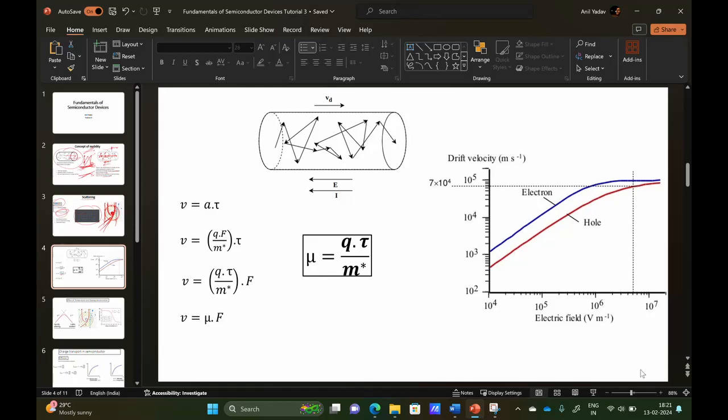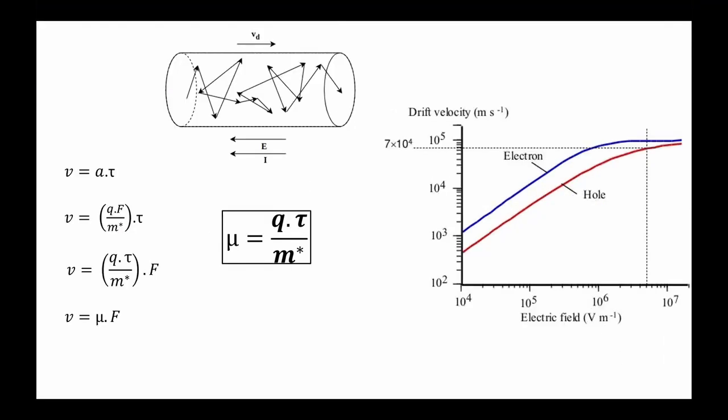So from here we can derive the formula for the mobility. How can we derive it? When we apply an electric field to a piece of semiconductor, the electric field is in this direction, and the electron, let us say this is the electron, will move in this direction. So how will it move?